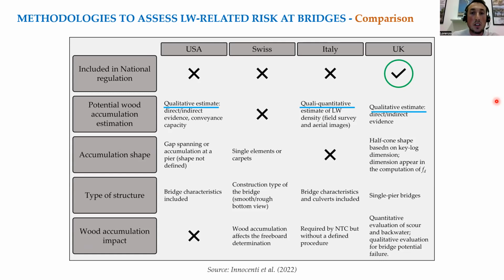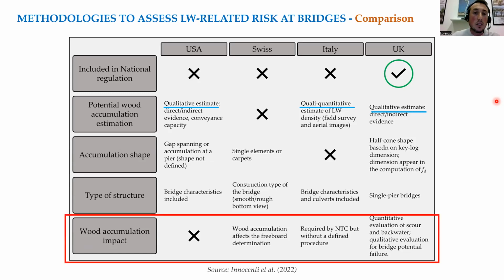So the accumulation shape is usually the accumulation at a single pier, considering the half cone shape, as I reported in the previous slides. And what is really important is that the wood accumulation impact is not considered in the US legislation, and only partly considered in the Swiss and Italian legislation, with the thing that I showed before, while for the UK we have a quantitative evaluation of the scour and the backwater, and a qualitative evaluation for bridge potential failure.